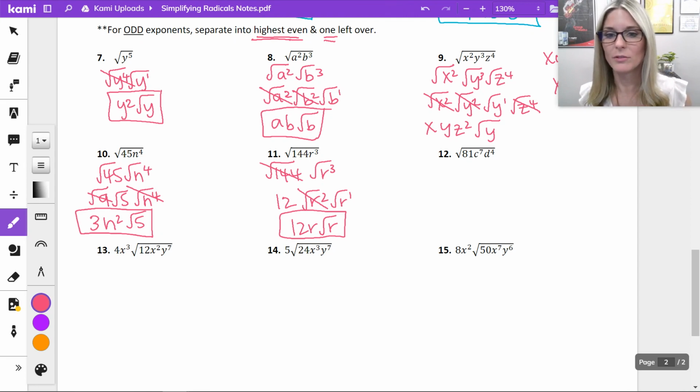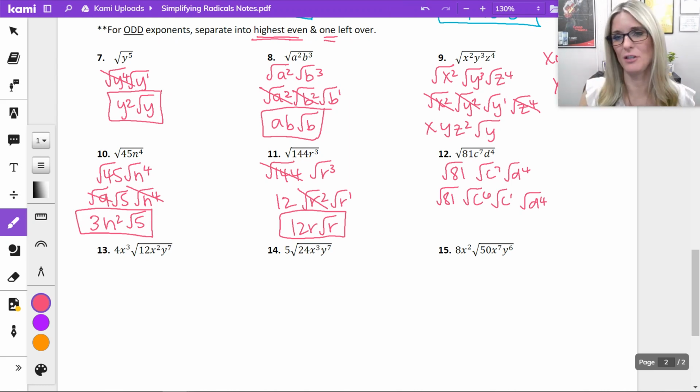Number 12, square root of 81, c to the 7th, d to the 4th. Not worried about 81 at all because it is a perfect square. I'm going to go ahead and leave a line though, and let's separate this c to the 7th because it's odd. We'll have c to the 6th and 1 left over in our radical, and then d to the 4th is even. So not worried about breaking that apart.